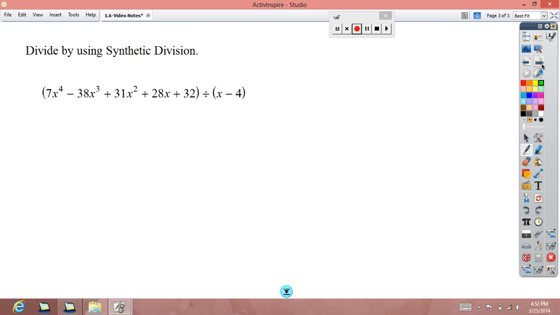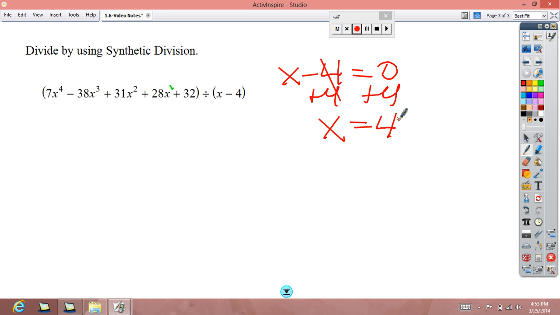Okay, let's try one more. Okay, a little bit longer, that's all right. You will notice though, x to the 4, 3, 2, this is x to the 1, and then no x, so there's no zeros here, nothing's going to be replaced. So hopefully you remember, first thing I need to do here is find my c, so x minus 4 equals 0, add 4, and x equals 4. Okay. So this 4, again, I'm going to put out here, a little box thing. And next to it, I write my coefficients, and I have them all here. So 7, negative 38, 31, 28, 32.